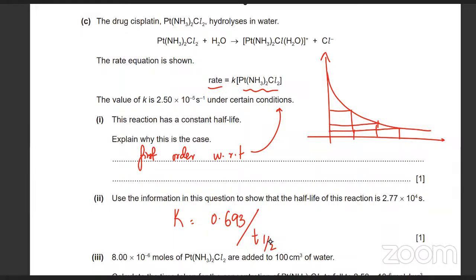We know K. So K is 2.5 times 10 power minus 5, and 0.693 is your constant. You've got t half-life, so you can figure it out. What is the half-life? That's going to be 0.693 divided by 2.5 times 10 power minus 5. That's 27,700 seconds.